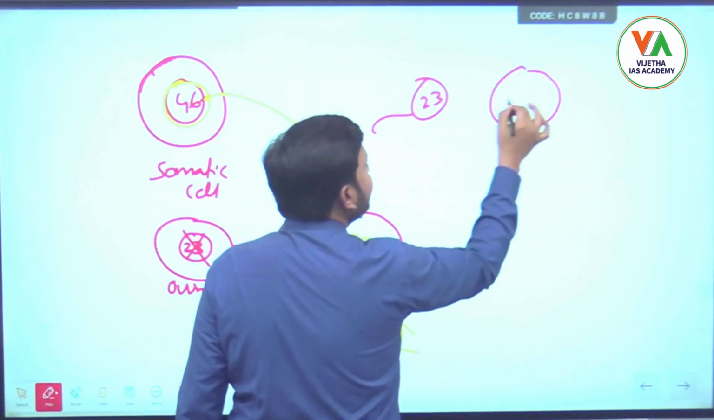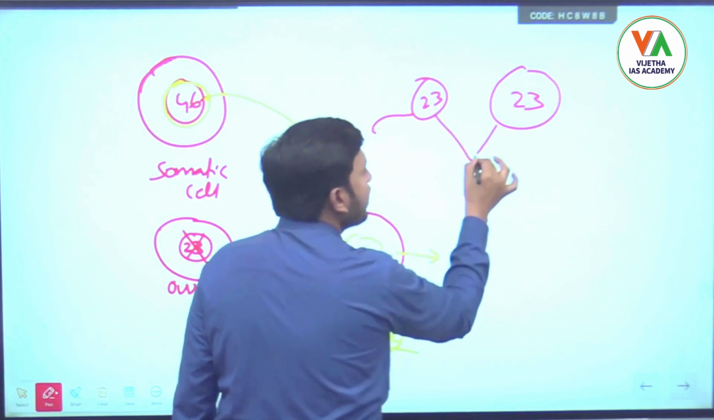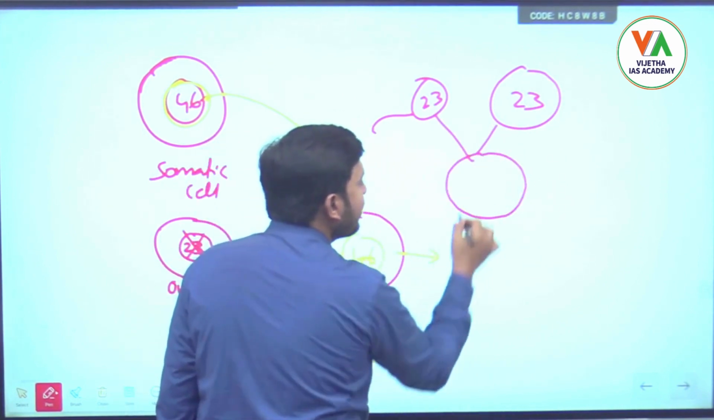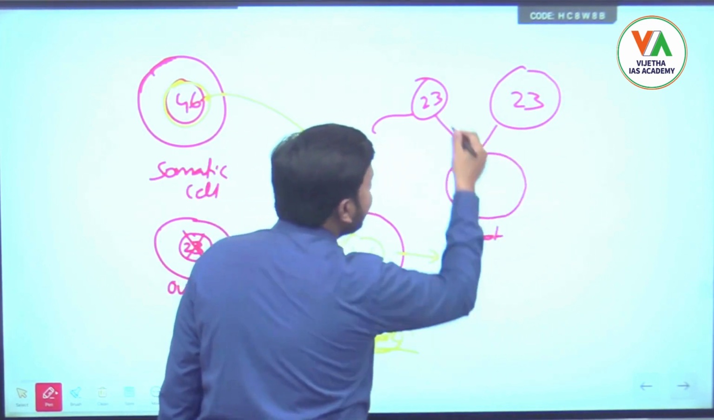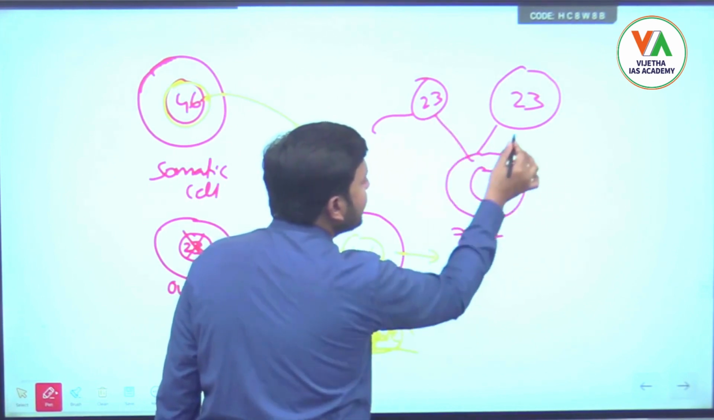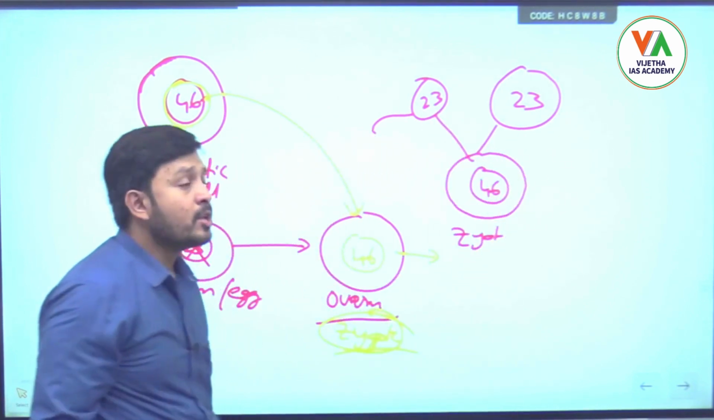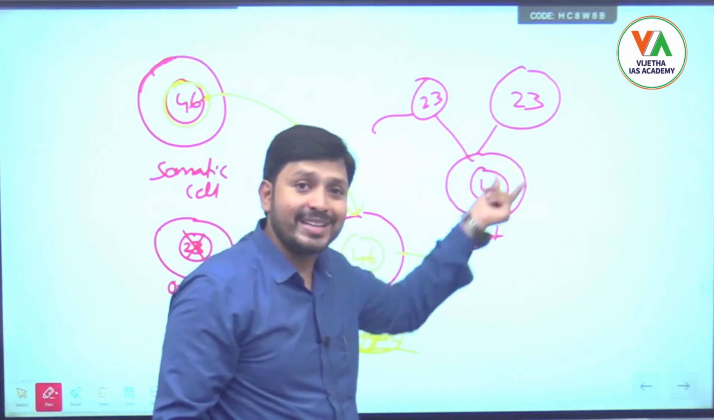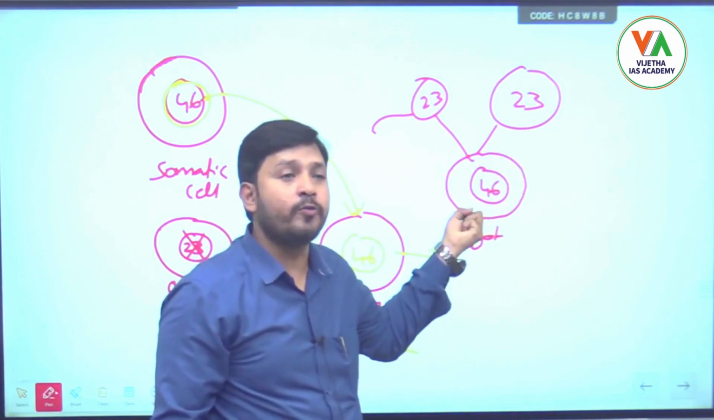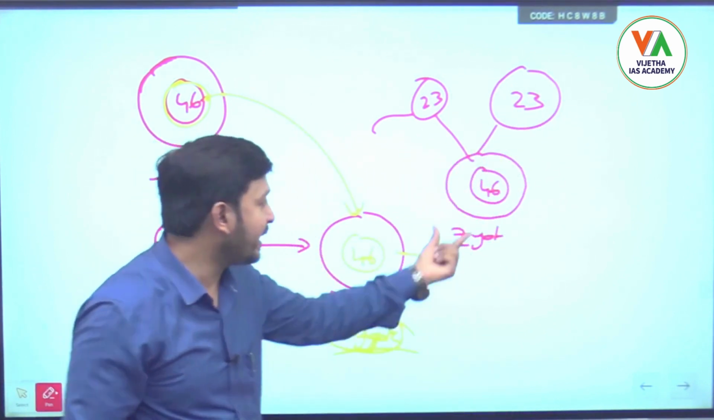Sperm is having 23 and egg is having 23. So if these two are fused, then the zygote is formed. This zygote is having how many? 23 plus 23, 46 chromosomes forming, right? So 23 is coming from father and 23 is coming from mother. So a mix of father and mother characters will be there in this zygote, right?